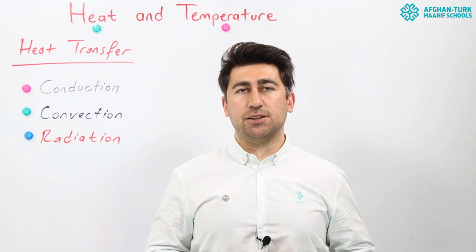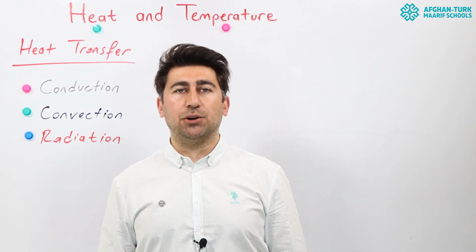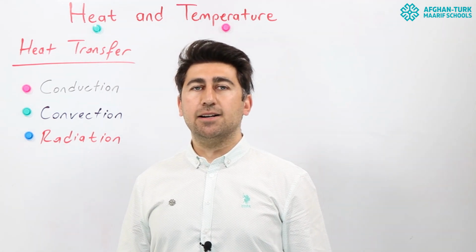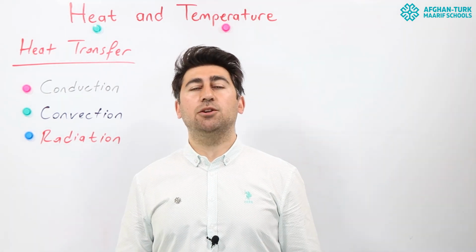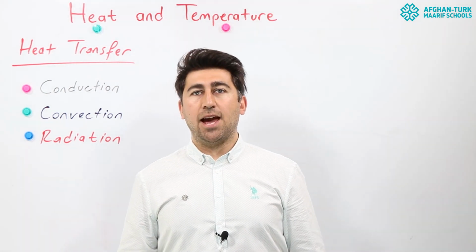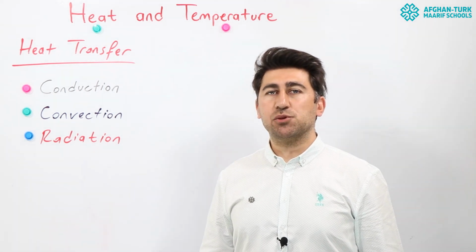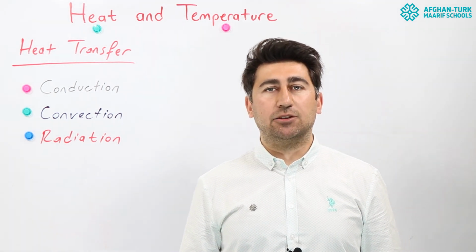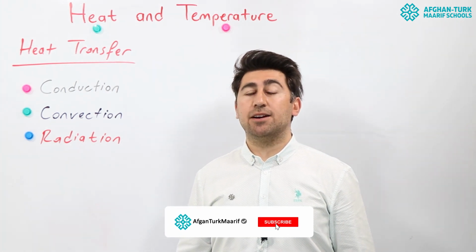Another way of heat transfer is convection. Convection is the flow of heat through a liquid or gas from a place of higher temperature to a place of lower temperature by the movement of the liquid or gas itself. And the third method of heat transfer is radiation. The heat flows from one place to another as electromagnetic waves. For instance, the sun heats the earth by radiation.